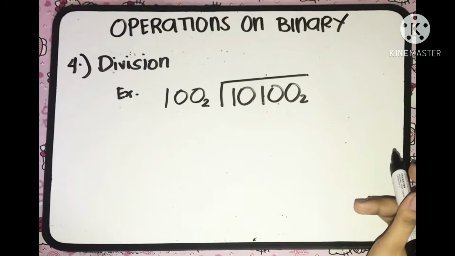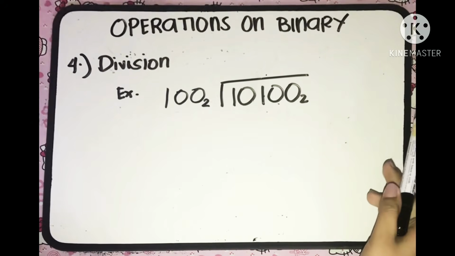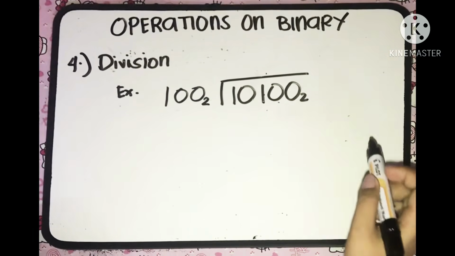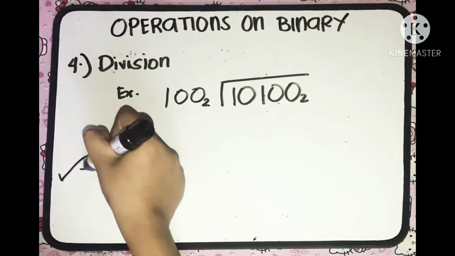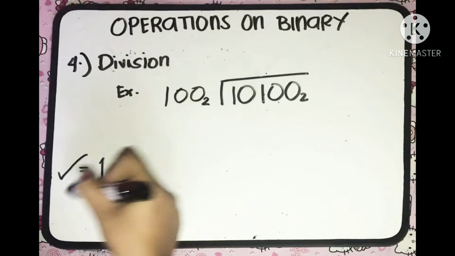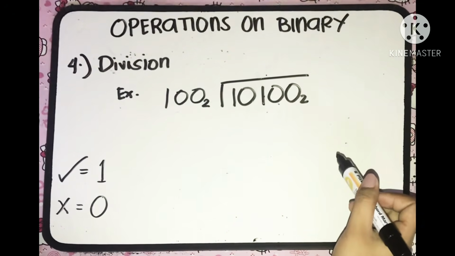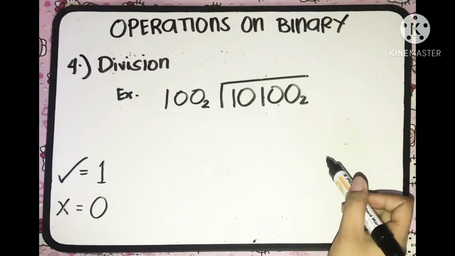Okay, last operation on binary, the division of binary numbers. So, tandaan ninyo, in the division of binary numbers, kapag kayang i-divide, the answer is always 1. And then, kapag hindi kayang i-divide, the answer is 0. So, in here, paano tayo mag-divide?